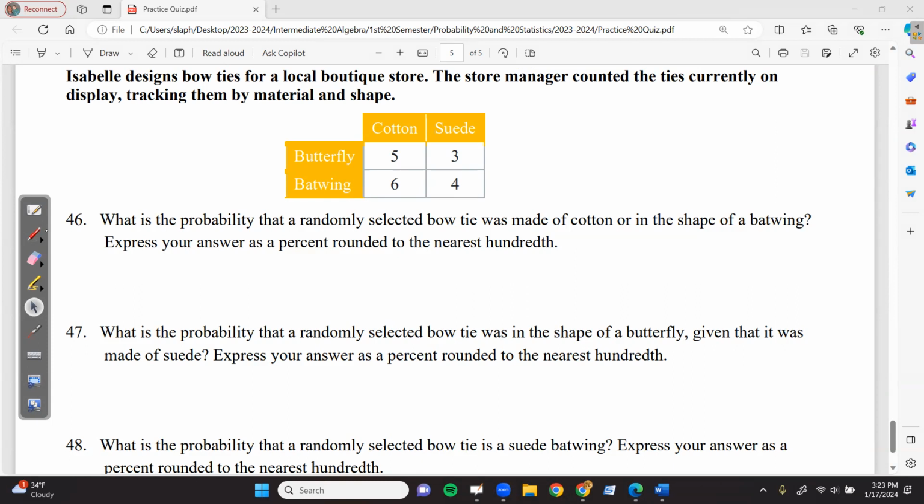I changed the order of these, and so this time I put the "or" one first. And again, on the quiz, this will be bolded and underlined so you cannot miss it. The "or"s are the ones where we add and subtract. So how many are cotton?